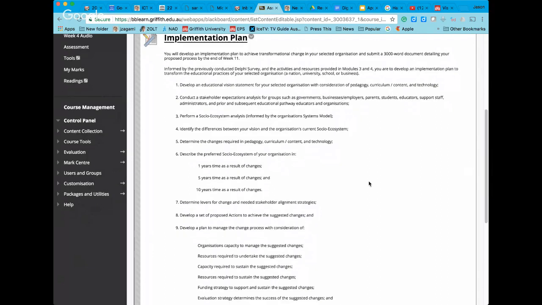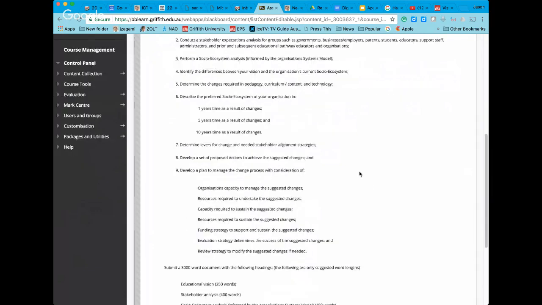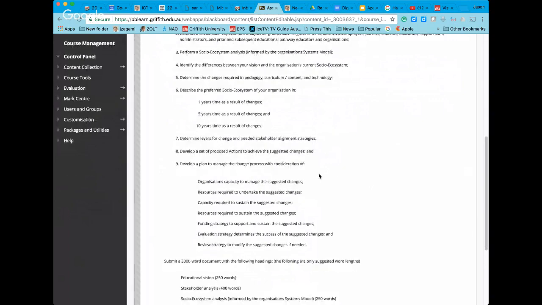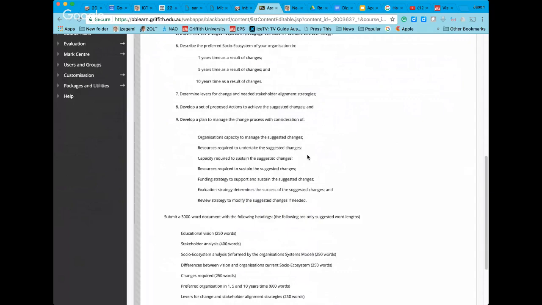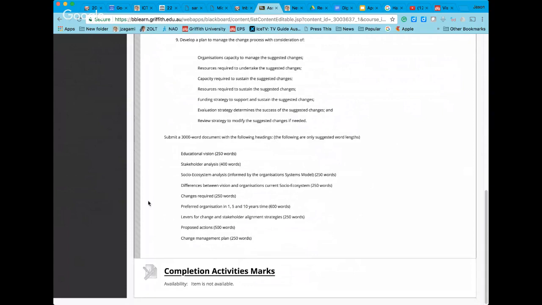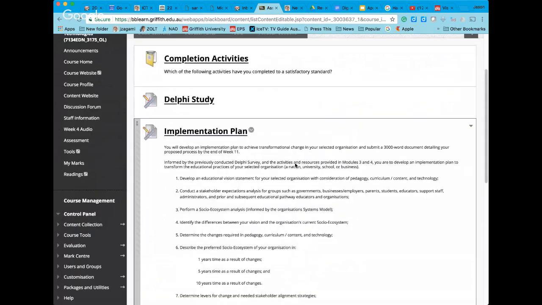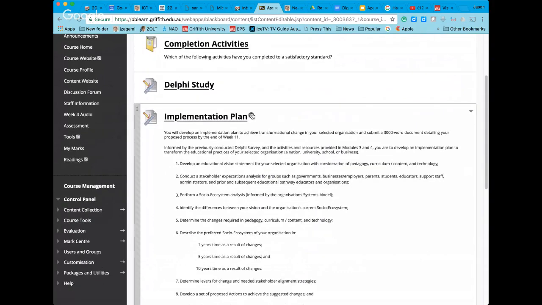And then a few more things that I'll discuss in future weeks around how to actually get your stakeholders to align with your strategies and develop actions to achieve those changes and develop your plan based upon all of those aspects. But as you can see, as with the previous assignment, there's sort of a suggested structure of word length. Your educational vision will be around about 250 words. So it'll be important to put a bit of effort into creating a good vision statement for your organization.